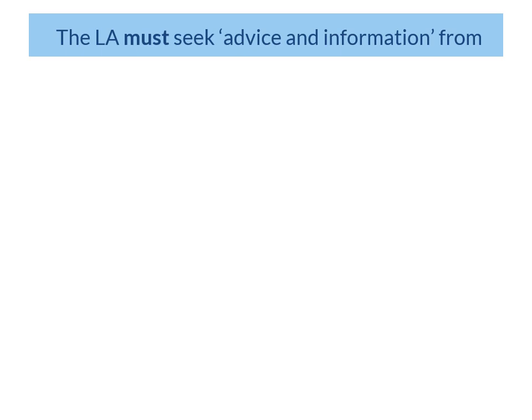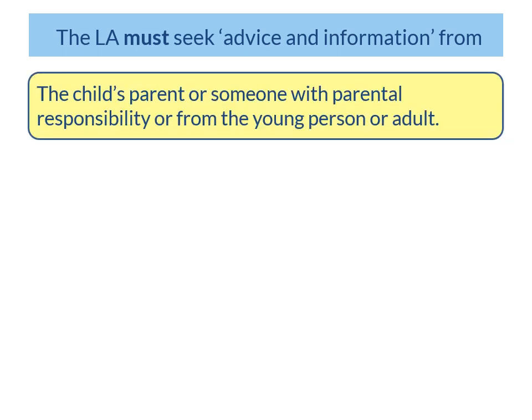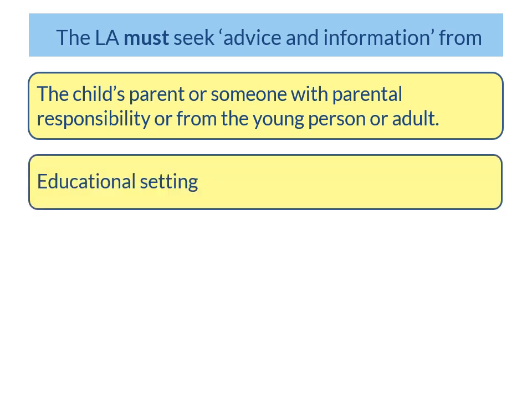The law says that the local authority must seek advice and information from the child's parent or whoever has parental responsibility, or the young person or young adult, from the educational setting, or if this is not available, the SEND Code says they must seek advice from a person with experience of teaching children and young people with SEN, or from a person responsible for the educational provision for the child or young person.